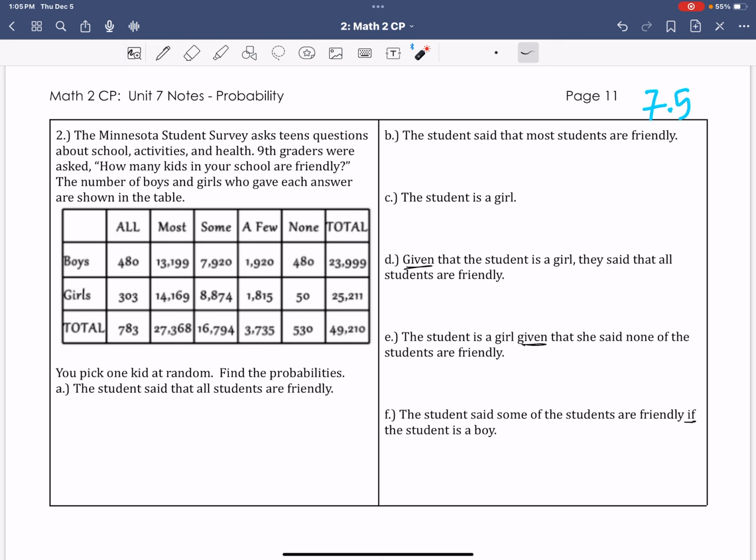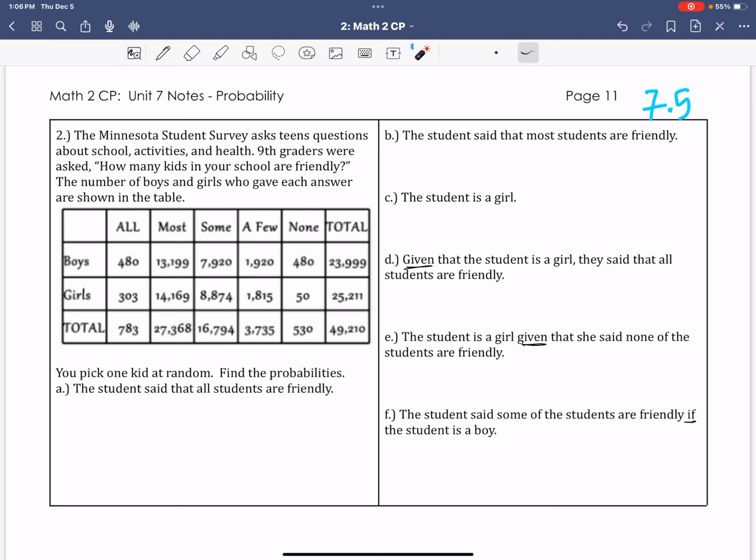This one said the student said most students are friendly. So you're going to look at most students are friendly, which would be 27368. You're going to divide that by the grand total here. You take your two numbers, this divided by that, and then that's your answer. You can simplify that. I would divide them by 2.